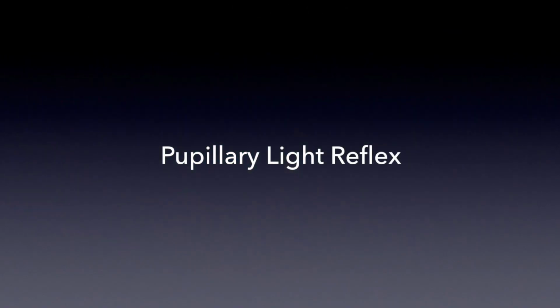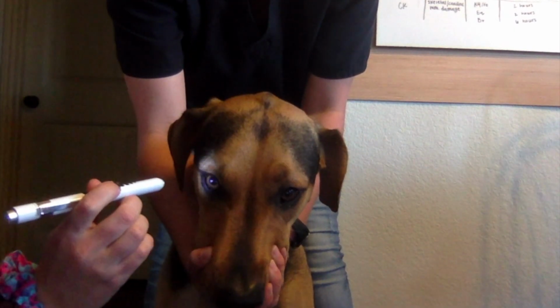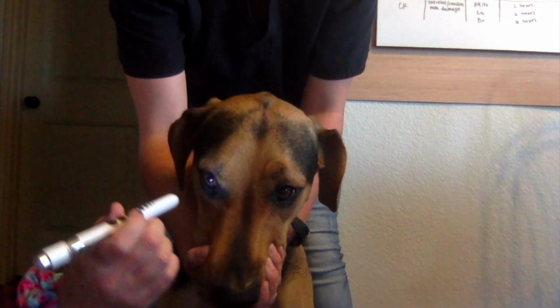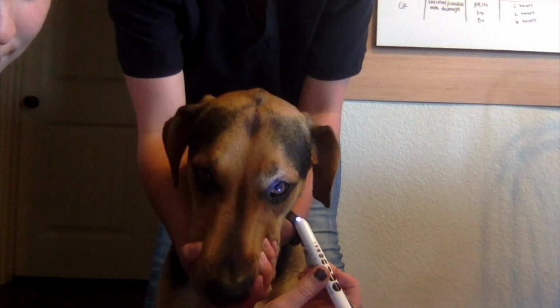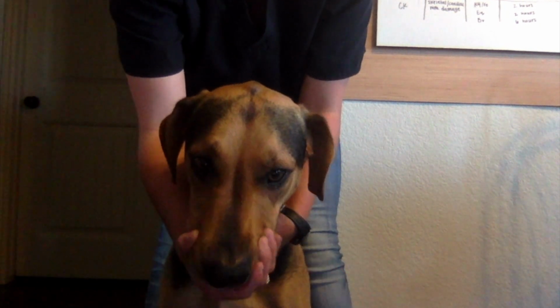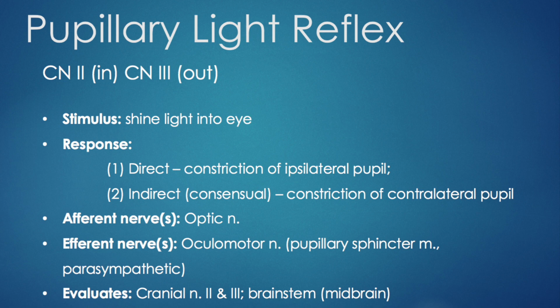The pupillary light reflex evaluates cranial nerves 2 and 3. Take a pin light and shine it into the right eye. This stimulates the optic nerve. Watch for the direct response of the right eye pupil constriction. Now, quickly move your pin light to the other eye to check that it has also constricted for the indirect response.